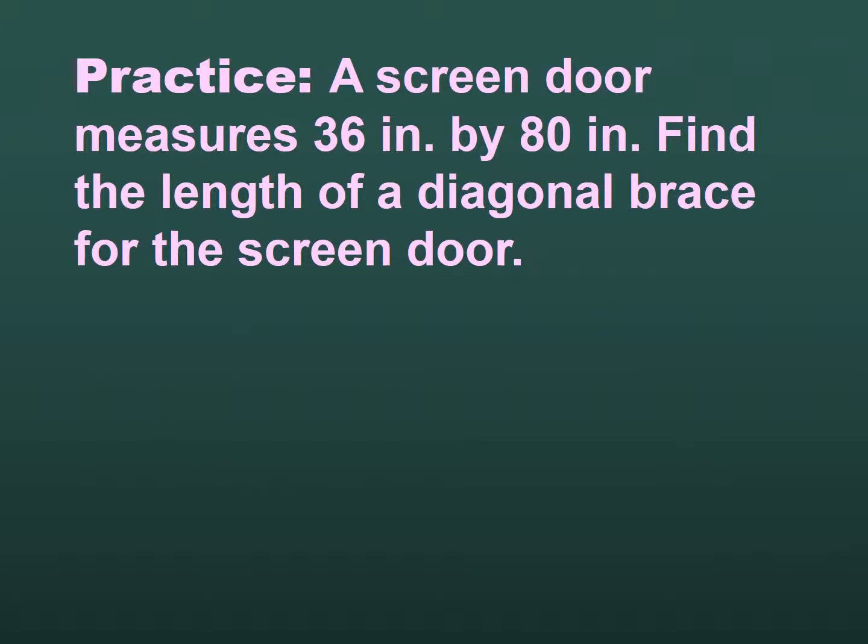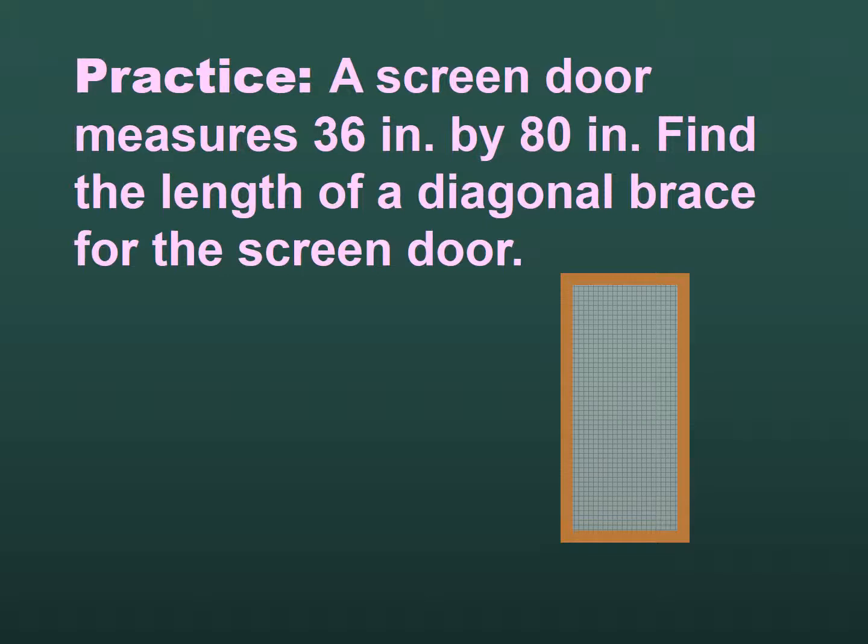Alright, so the reason why we use the Pythagorean theorem is because it's helpful in everyday life. So for example, let's say you have a screen door that is 36 by 80 inches. We want to find the length of the diagonal brace. So you know how on a screen door, they have those X's, like two X's, and it kind of makes sure that the screen door doesn't blow through, right? So if we want to calculate what that diagonal brace is, we can use the Pythagorean theorem.